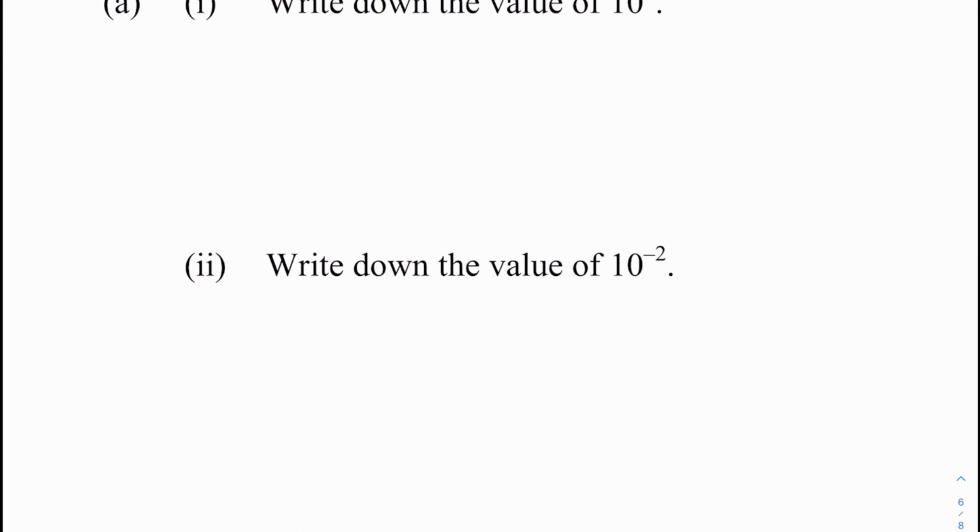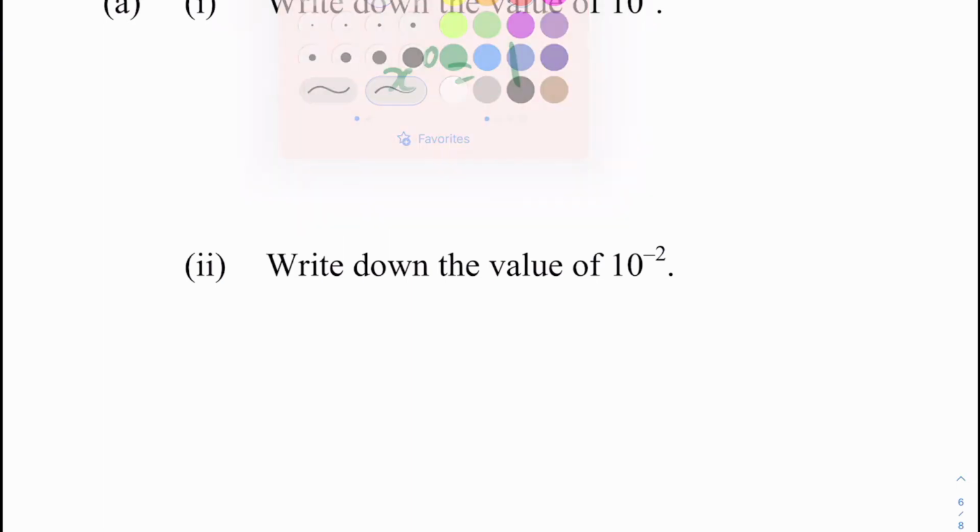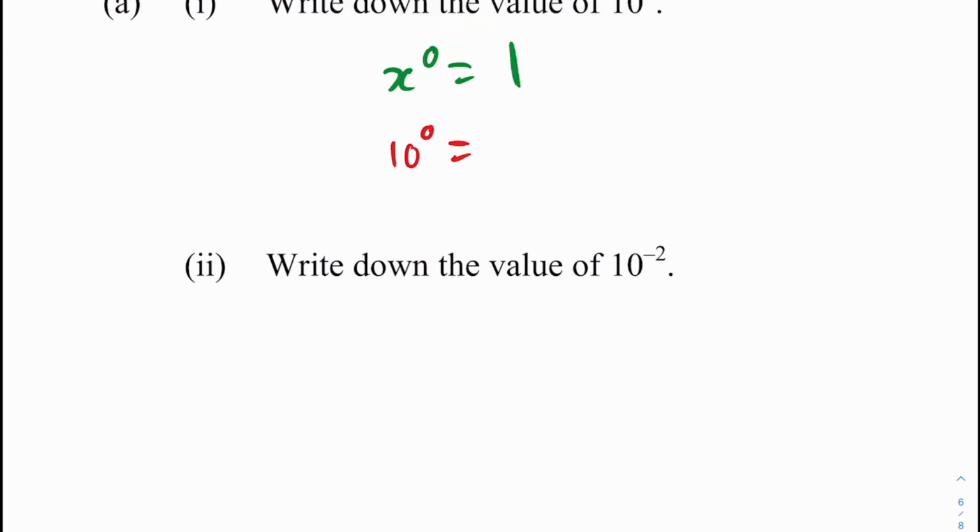Right, write down the value of 10 to the power 0. Remember, anything to the power 0 is equal to 1. So therefore, 10 to the power 0 is no different, it's equal to 1.